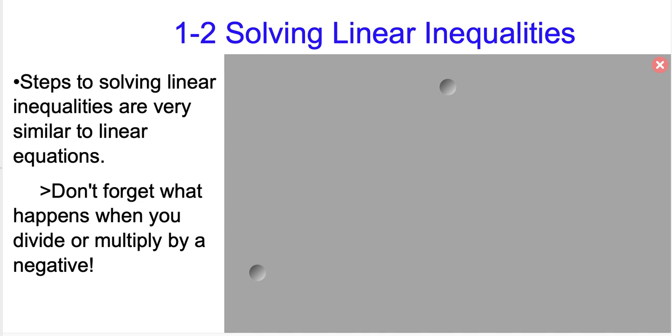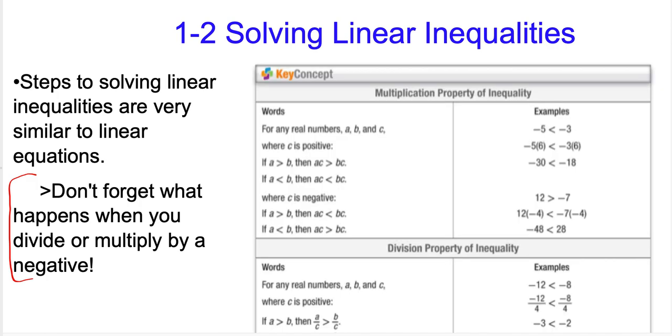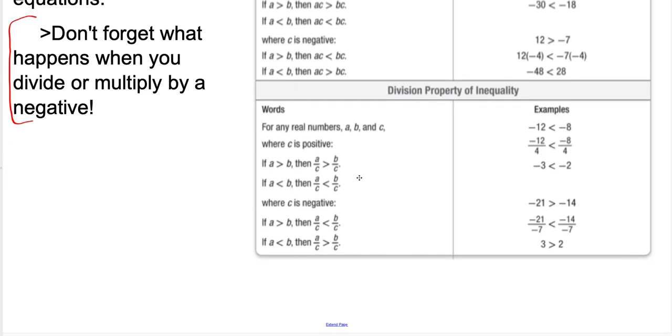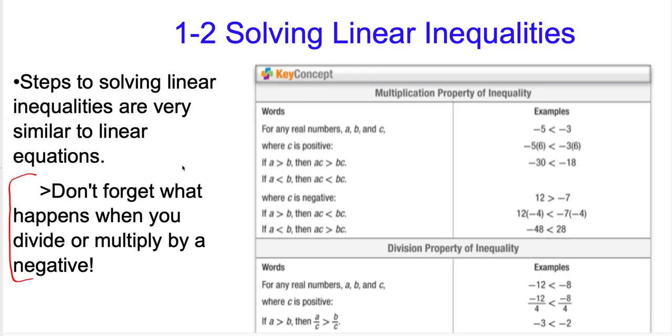So the second part of the lesson is solving inequalities, which is really similar to solving equations. There's only one extra rule on top of the other stuff. Okay? So this is where I'm highlighting this here. Don't forget what happens when you divide or multiply by a negative. Okay? And that is going to be these rules here, which look a little more complicated. But when you multiply or divide by a negative, you are going to flip that sign. Okay? That's the multiplication property and division property of inequalities. Simpler said, flip the sign.